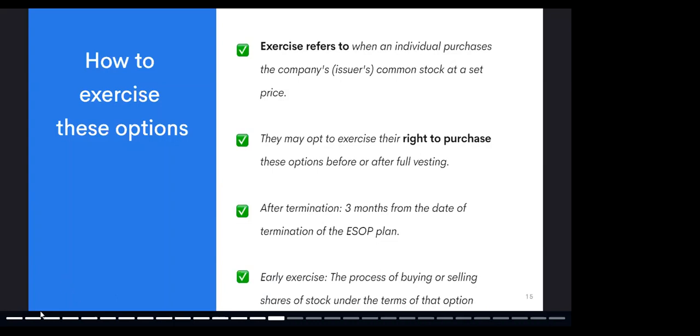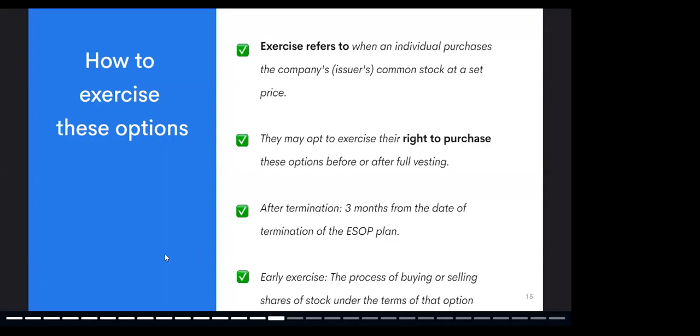As an employee, you can either opt to exercise your right to purchase before those shares fully vest or after they fully vest. For example, in the illustration we just had, 25% has already vested upon you as an employee. You can choose to exercise and buy that 25%, or you can wait until all the shares are fully vested upon you to buy them and exercise your right to purchase from the company.